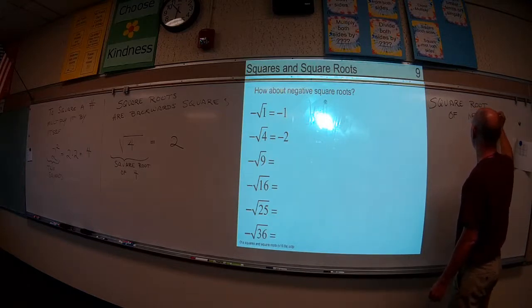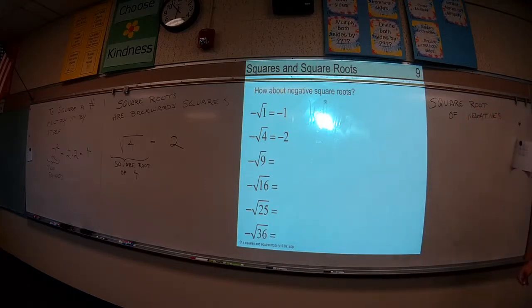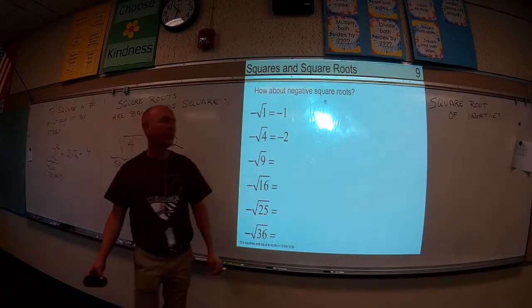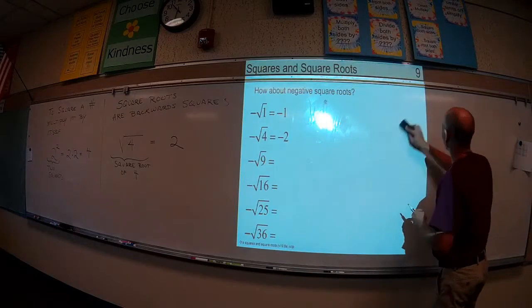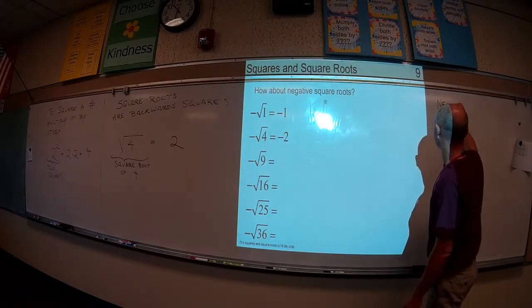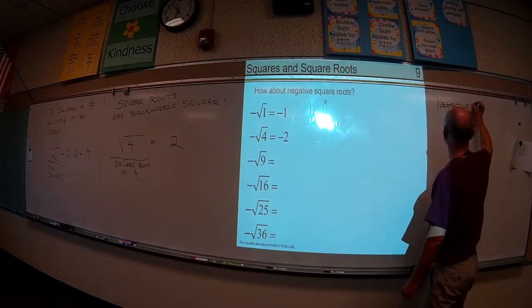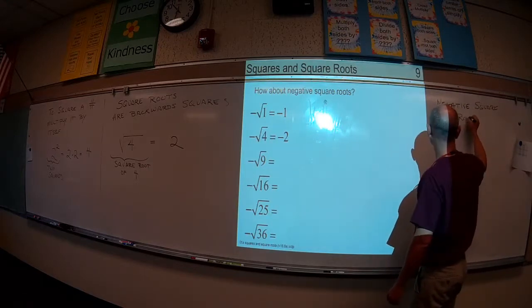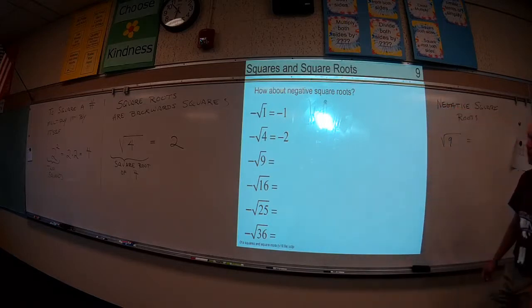In your notes, square root of negatives. Actually, that's not right. It's negative square roots. I'm writing it down wrong. It's negative square roots. Square root of negatives is a different topic. Negative square roots.